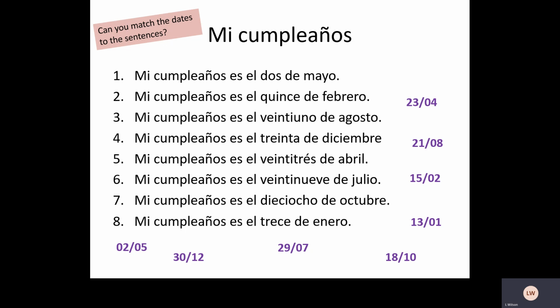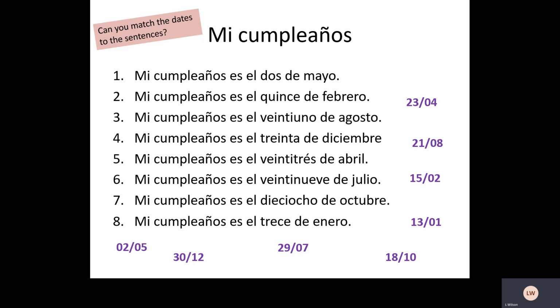Okay, so I want you to spend a few minutes now matching the dates on the board to the numbers and the sentences. Okay, so for example, por ejemplo, número 1, mi cumpleaños es el 2 de mayo. So which date is that? If somebody said that to you, when would their birthday be? Yes, their birthday would be the 2nd of May. So there we would have written 02/05, which is 2nd of May.